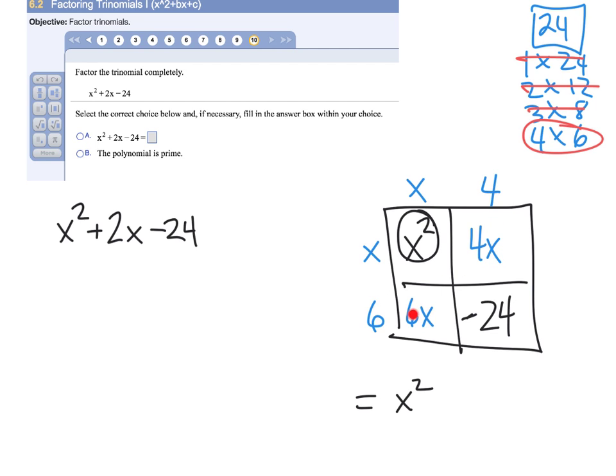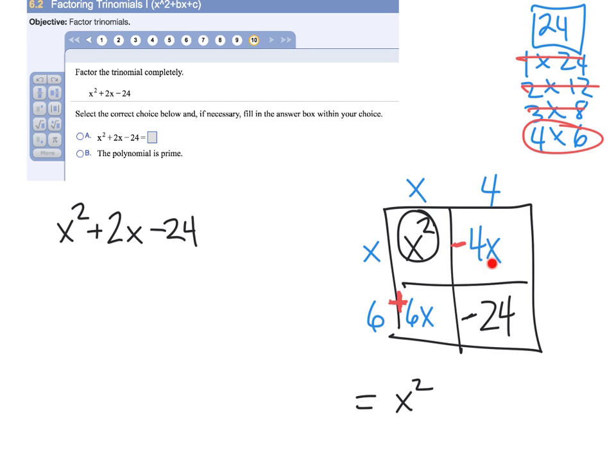if we combine these two terms, do we get 2? No. Technically, if we add them together, we get 10. We don't want 10, we want 2. So how do we get a 2? Well, we make this guy a negative, and we make this guy a positive. And that suddenly makes it so that we now will get the 2x that we're looking for.